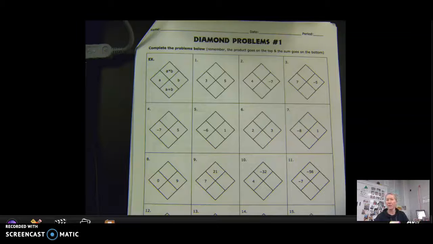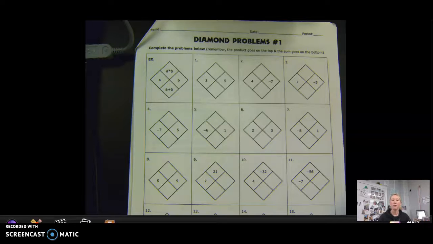Okay, so we are going to continue on in our factoring unit. What we have done so far is we have learned how to GCF, or find the greatest common factor of two or more polynomials. We've also learned how to factor by grouping. So next, we are going to learn how to factor a trinomial and certain binomials.